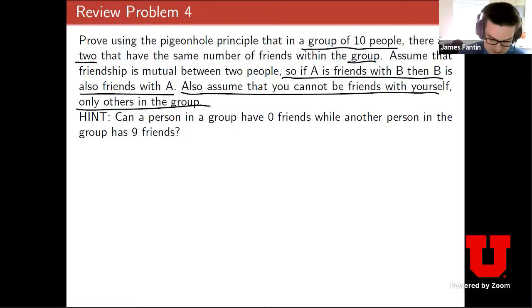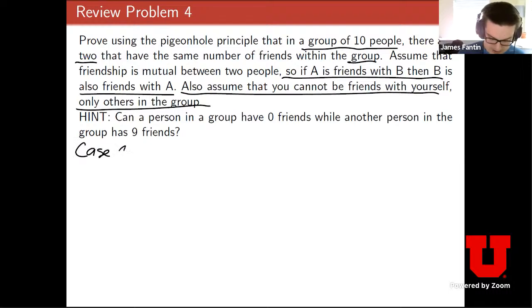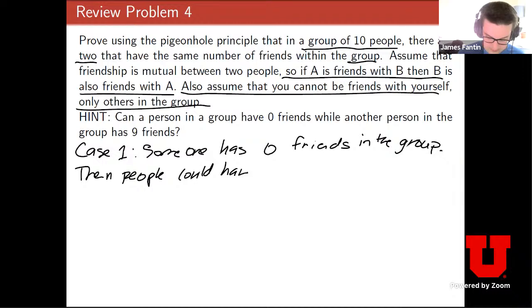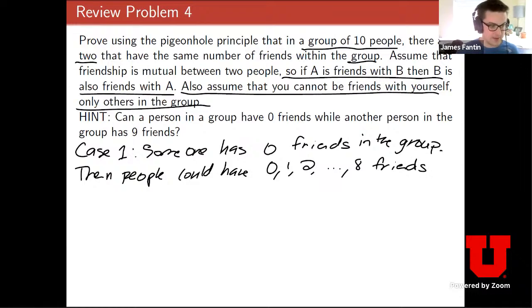So let's break this down into some cases. So let's do case 1. Someone has 0 friends in the group. So if somebody has 0 friends, what are the possible number of friends that people in the group could have? So then people could either have 0, 1, 2, up to 8 friends. Is kind of what we're saying in this case. These are all the possibilities.